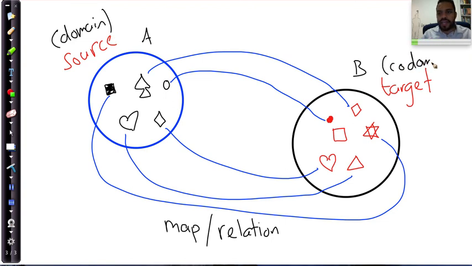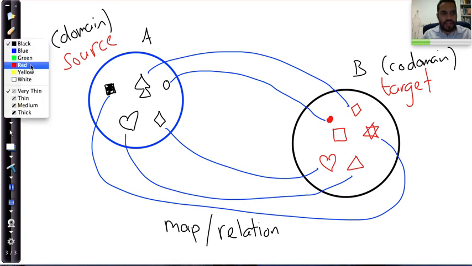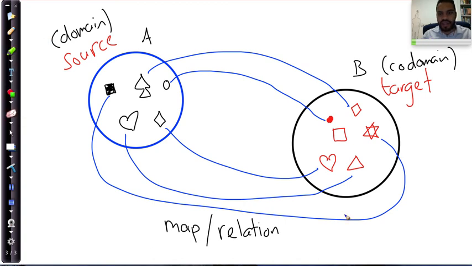Now please, I am not speaking about the range. I'm going to put a very important note there and say the target, or the codomain, does not equal the range. Okay, and we'll see what we mean by the range.